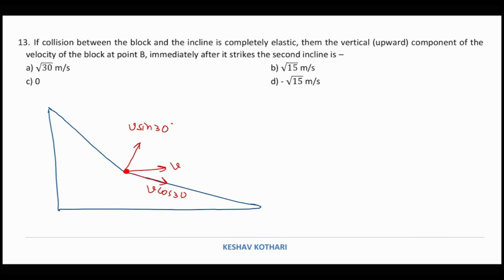This means that the final velocity of the block should be horizontal, making an angle of 30 degree with BC over here. Therefore, the vertical component of the final velocity of the block is 0. So the vertical component of the final velocity of the block will be 0 in this particular case.